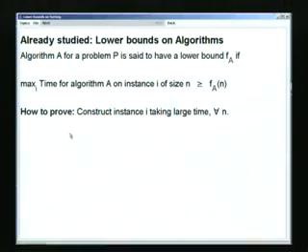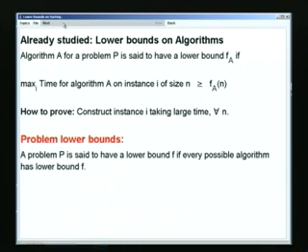The typical way we prove lower bounds is by constructing instances I which take a large time. So, if we have an algorithm, we look at where the algorithm is weak, so to say, and we construct instances which show that the algorithm must take a long time on that particular instance. So, that gives us a good value of f sub a of n, and we have to do this for every instance size. If we can do that, then we can construct this lower bound function.